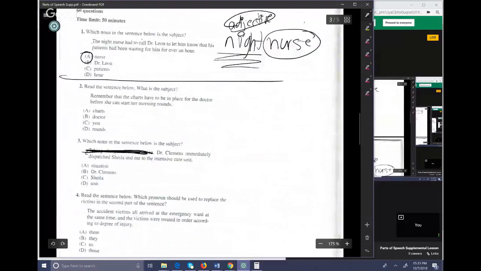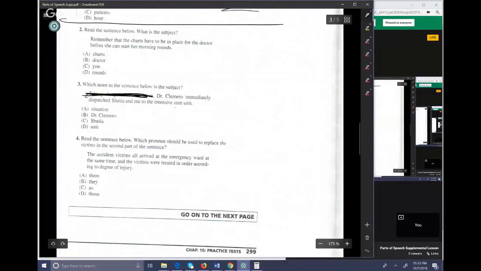So same thing in this case. The actual sentence is Dr. Clemens immediately dispatched Sheila and me to the intensive care unit. So the subject is who's taking the primary action in the sentence, and it's who the sentence is about, and that's going to be Dr. Clemens. So those are a couple of examples of correctly identifying the subject.